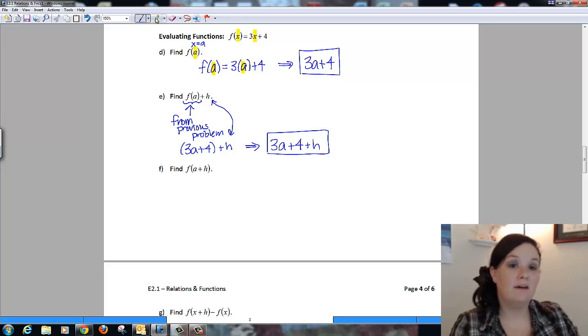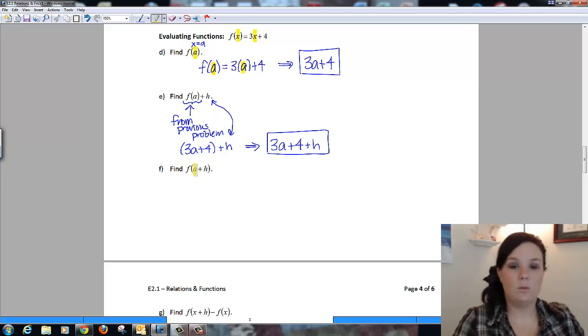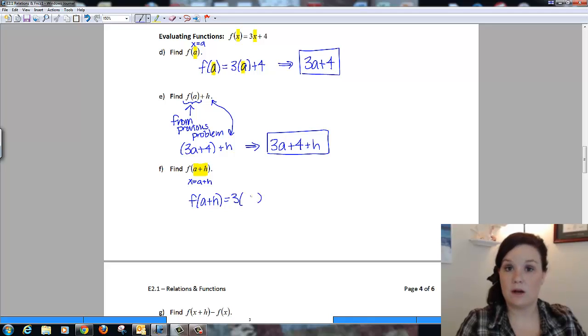Okay, now here's the one that everybody hates. Anytime I'm looking for f of x and I'm given a function, remember, whatever's inside the parentheses is our x. That's what we plug in. So here notice we have a quantity inside the parentheses. That means that that quantity is what I'm going to plug in for x. Or in other words, x is equal to a plus h. So I'm going to do f of a plus h is the same thing as doing 3 times, normally where I would have my x, I'm going to put a plus h, plus 4.